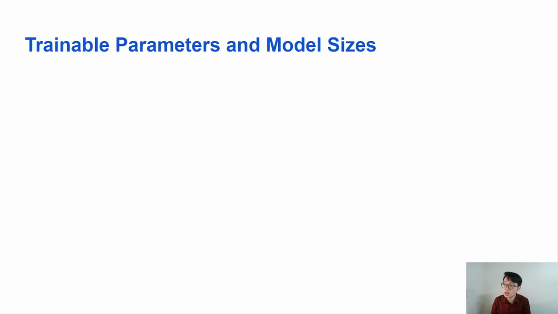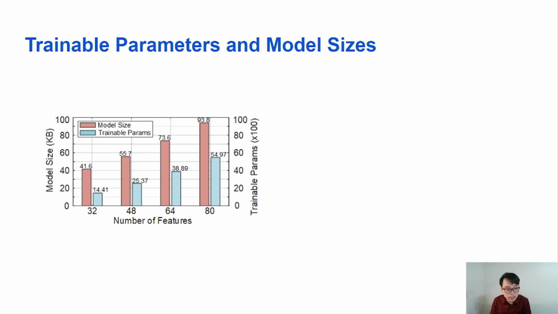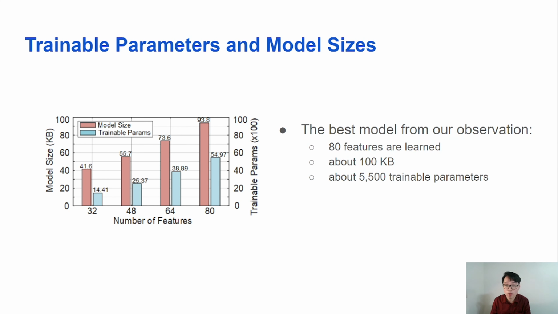How about the training parameters and model size for our models? As we can see here, most of the models have a size less than 100 kilobytes, and the best model we achieved in the last step has about 5,500 trainable parameters. So our conclusion is that it is suitable for on-robot deployment.